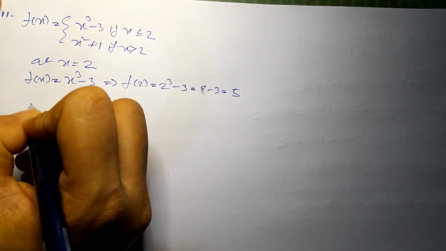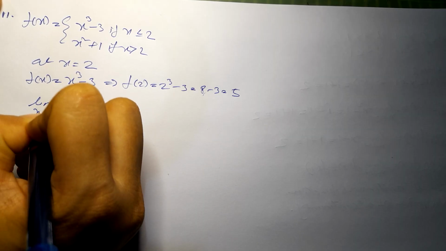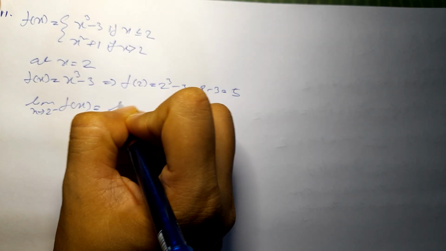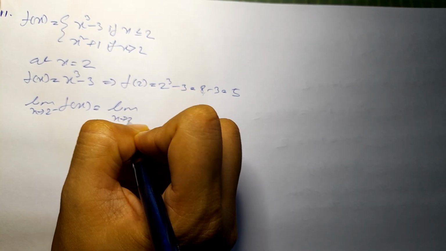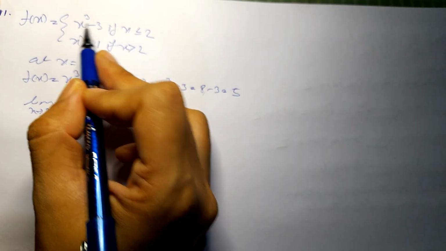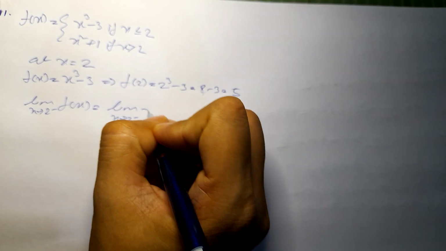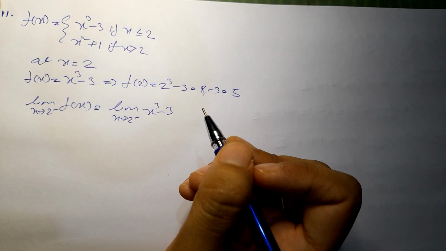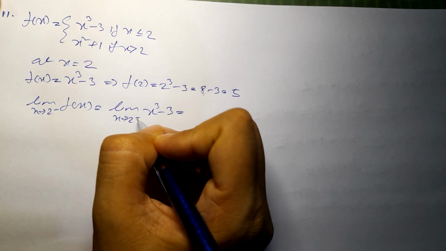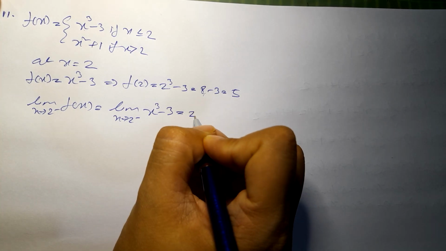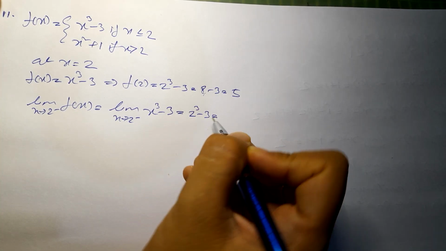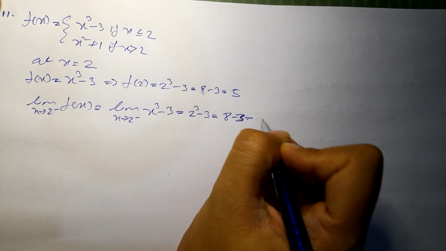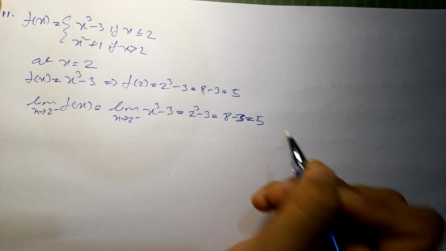Now the left hand limit and right hand limit. Limit x tends to 2 minus f of x, which one is the function? Less than means this one, x cube minus 3. Instead of x put 2, so 2 cube minus 3, that is 8 minus 3, that is equal to 5.